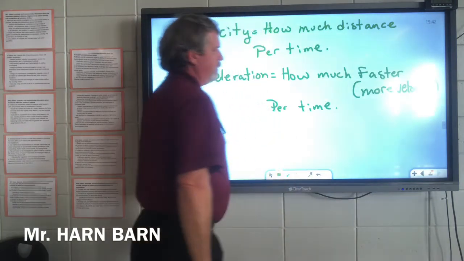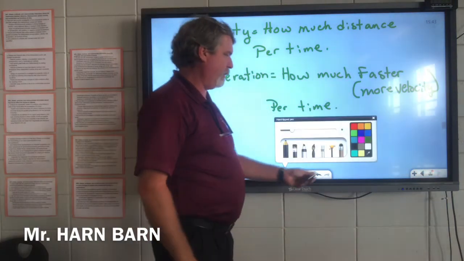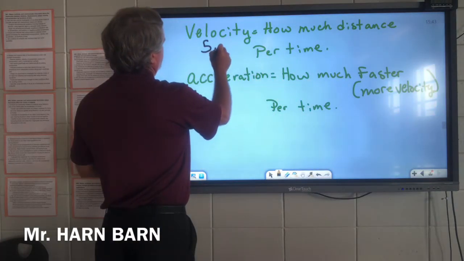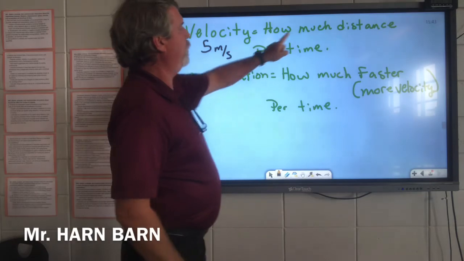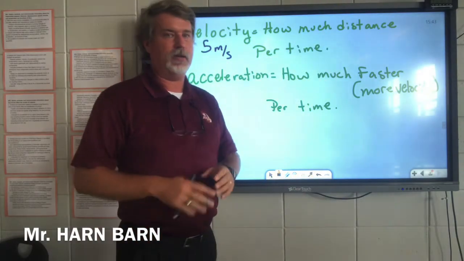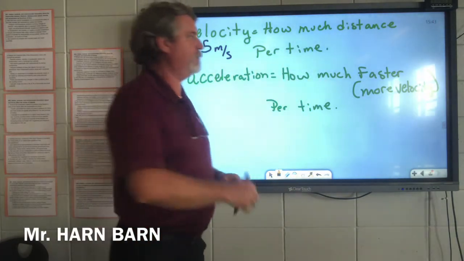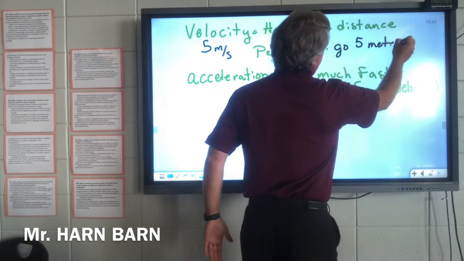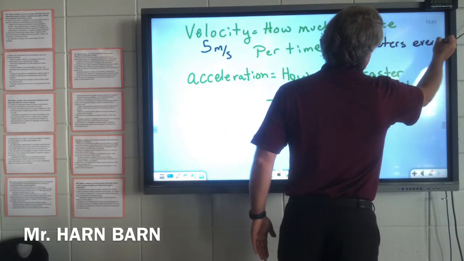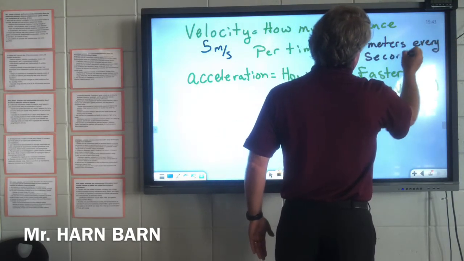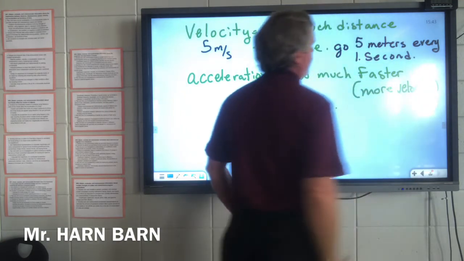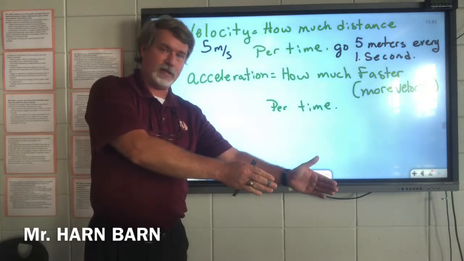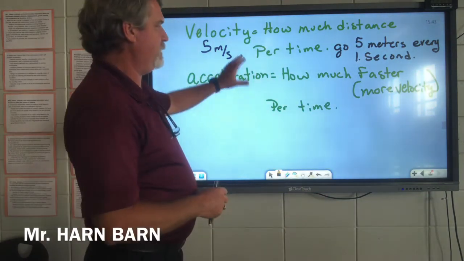Okay? So let's look at two numbers right here in this, and we'll kind of bring this to a final. So if you say you have a velocity of 5 meters per second, that means you go how much distance? 5 meters in how much time? 1 second. So you go 5 meters every 1 second. So if you traveled for 2 seconds, 5 the first second, 5 the second, a total of 10.